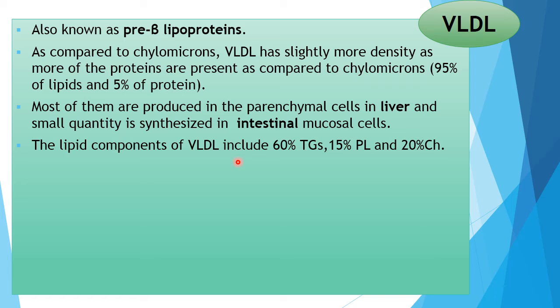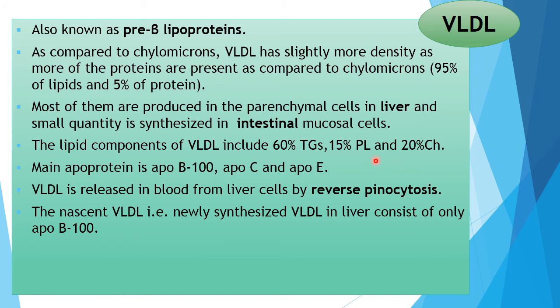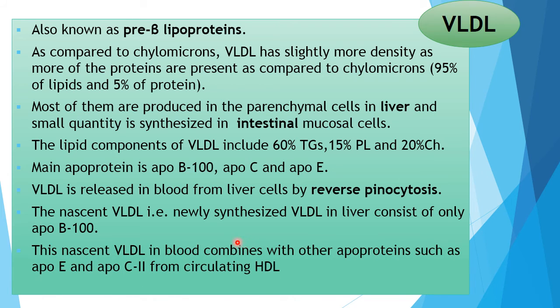The lipid component of VLDL includes 60% TG, 15% phospholipid and 20% cholesterol. The major apoproteins present are B100, ApoC and ApoE. VLDL is also released into blood from liver cells by reverse pinocytosis. The nascent VLDL, the newly synthesized VLDL in the liver, consists of only ApoB100. The nascent VLDL in blood combines with other apoproteins such as ApoE and ApoC2 from circulating HDL.